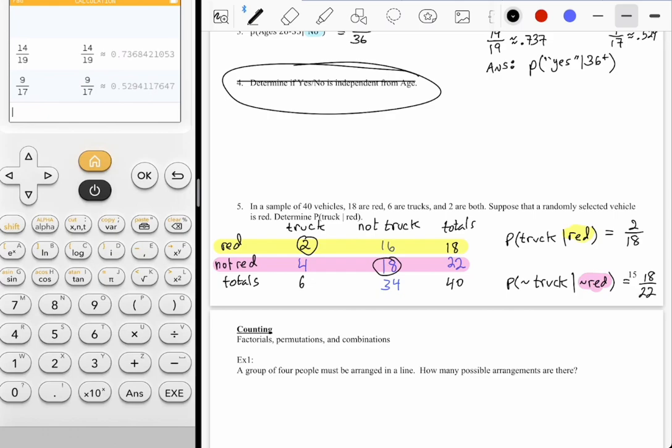Now for this, I don't think we need a calculator to compare. And also, I didn't design the question so that we had to compare. But I would look at this and say, well, it's more likely that it is not a truck if it's not red. Right? So meaning it's some other vehicle if it's not red.